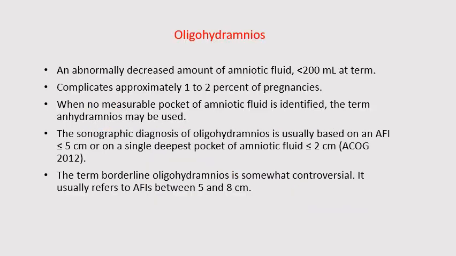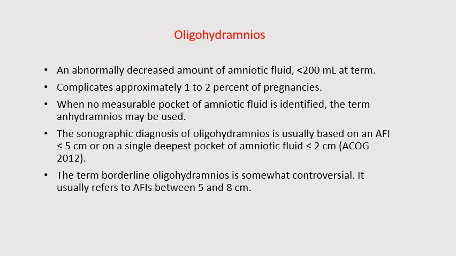Now we come to oligohydramnios. It means an abnormally decreased amount of amniotic fluid. Roughly, we consider an amount less than 200 ml at term to be oligohydramnios. It complicates around 1 to 2% of pregnancies. When there is no measurable pocket, we use the term anhydramnios.